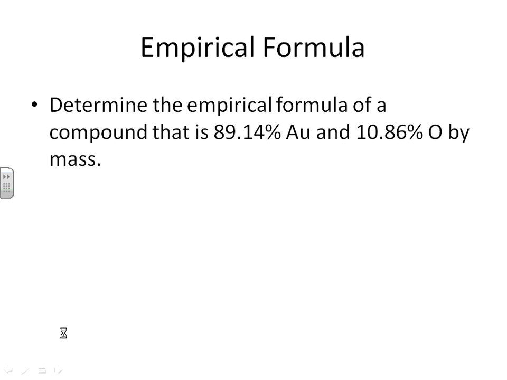First up, determine the empirical formula of a compound that is 89.14% gold and 10.86% oxygen by mass. All right, so they give us percent composition data. We don't really want percent composition, we want mass data. So we're going to start by saying instead of 89.14%, it's 89.14 grams of gold and 10.86 grams of oxygen.